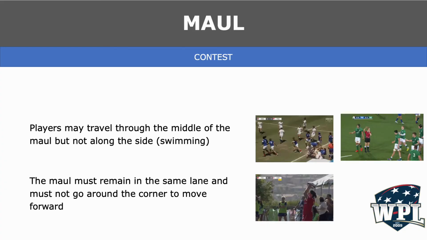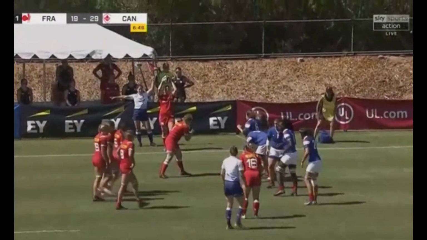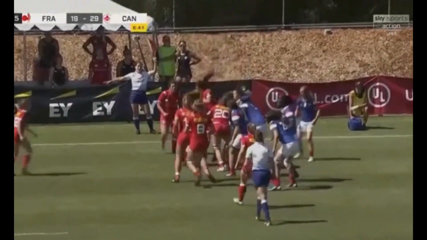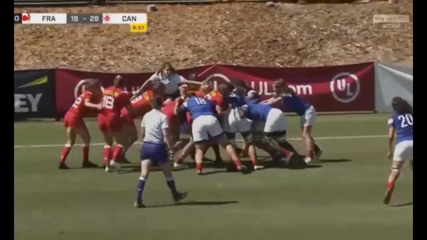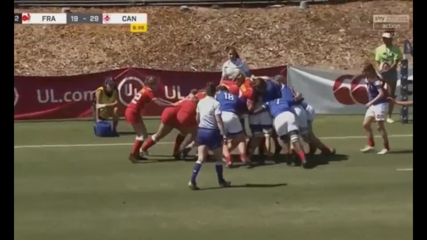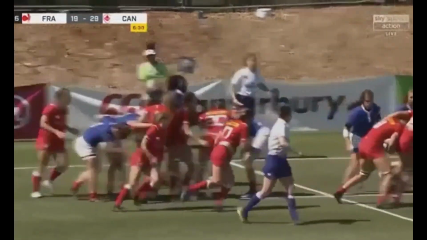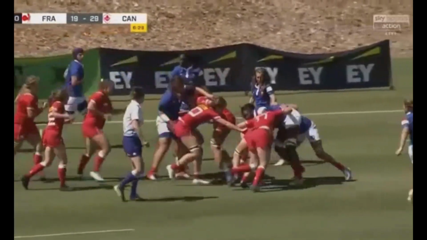Finally, as the maul is moving forward, the attack needs to keep it in the same lane. If it goes around the corner, the ball has to be at the front. So here the maul's moving forward and it's in the same lane. Here it breaks off and the ball carrier is clearly behind the person, and it should be a call for obstruction.